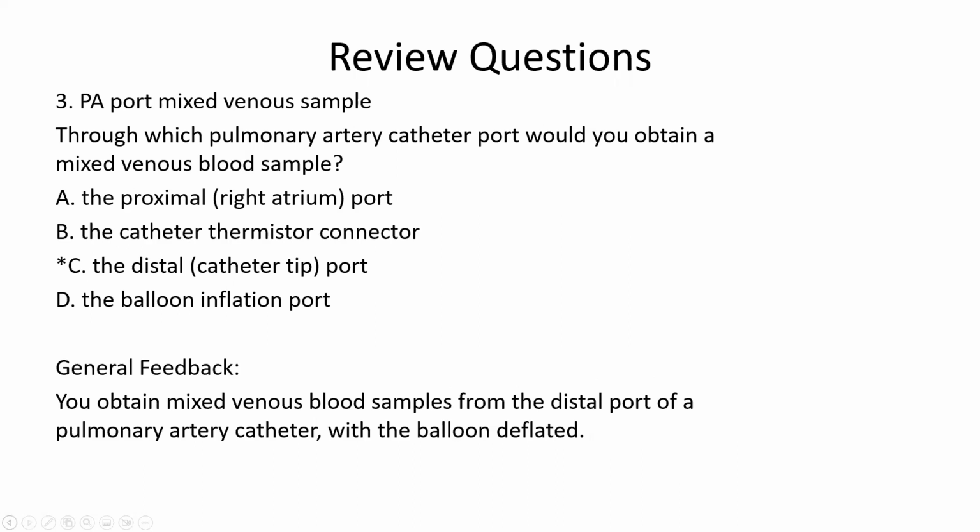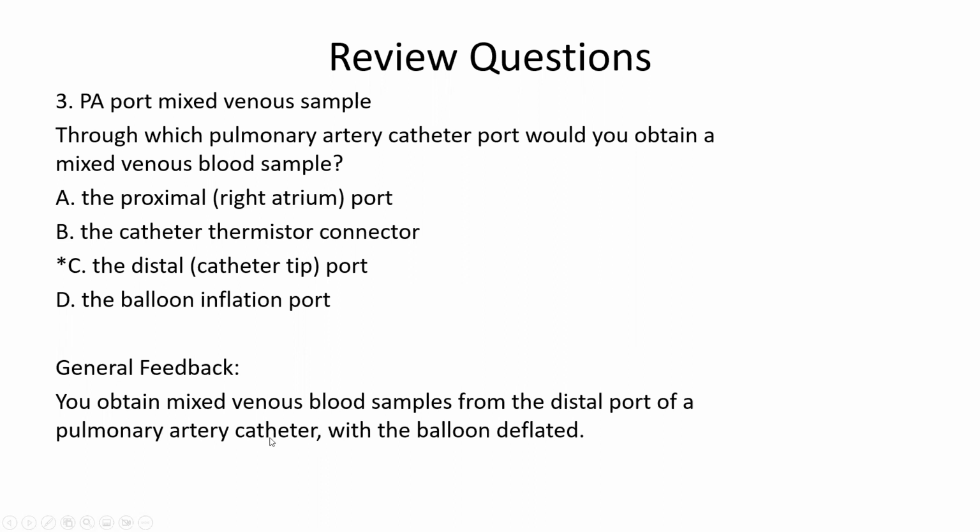PA port, mixed venous sample. Through which pulmonary artery catheter port would you obtain a mixed venous blood sample? You can read the choices: proximal port, the catheter thermistor connector, the distal catheter tip port, the balloon inflation port. This plays to the need to re-review these different ports. If you're going to take this exam, you don't have to go crazy with it, but have a basic understanding. Take mixed venous samples from the distal port of a pulmonary artery catheter.